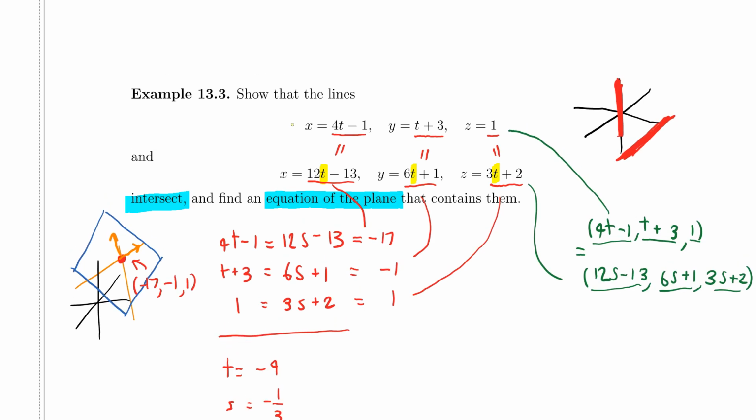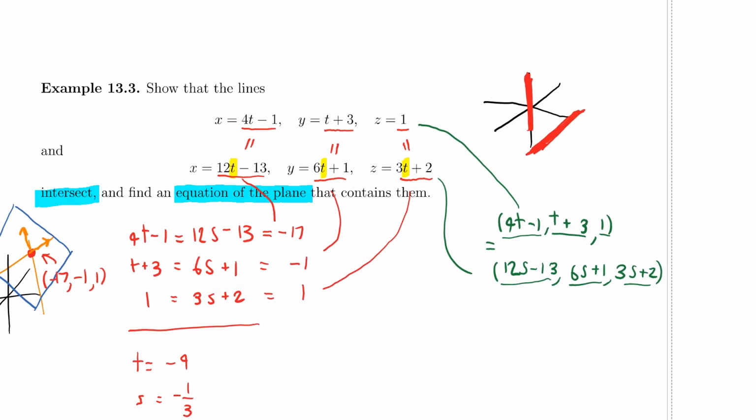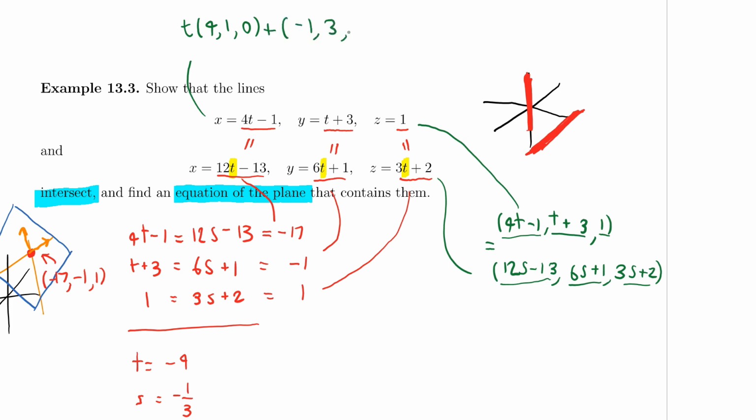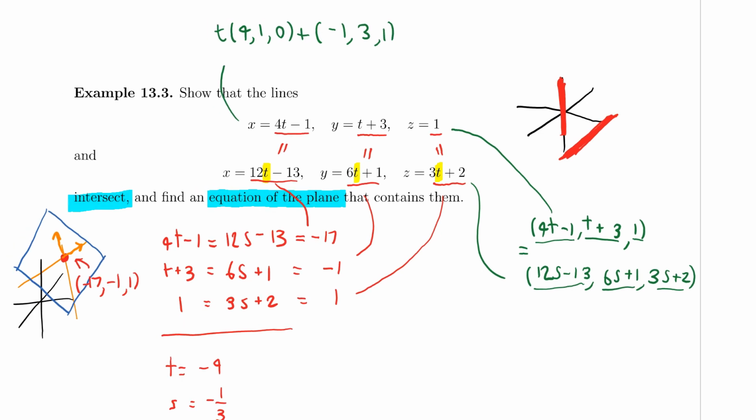So, if I were to write this in vector form, I can do it from here. That would just be t times (4, 1, 0) plus (-1, 3, 1). So that means a vector that is parallel to this line is going to be (4, 1, 0). So I have that this plane contains this little orange vector here, whose coordinates are 4, 1, and 0.